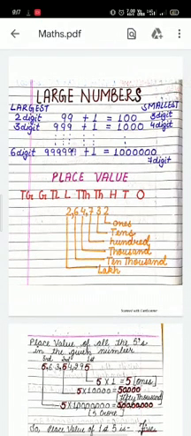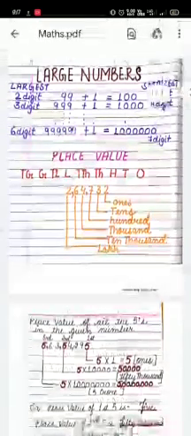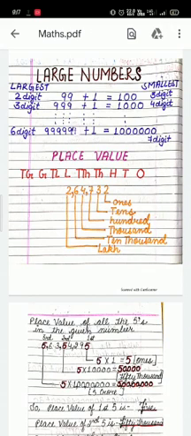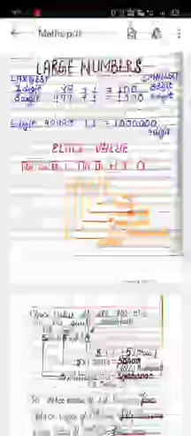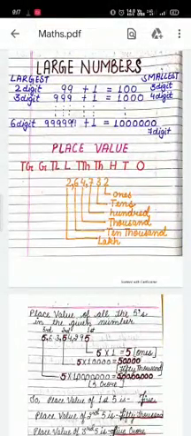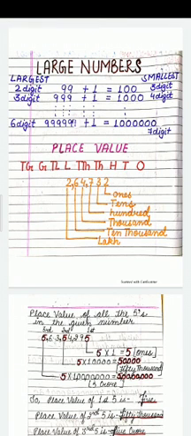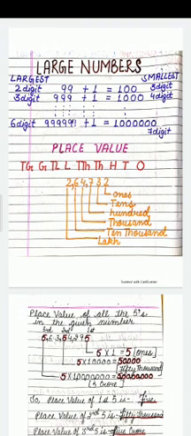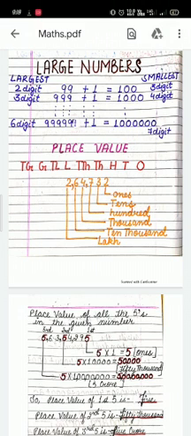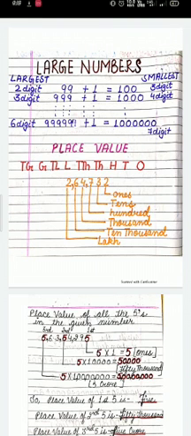Place value. What is the place value? What do you mean by place? Place means the position. The position of the number defines its value. So when we write a number, the complete number has its position in the number. Like 2 here is on ones place, 3 is on tens place, 7 is on hundreds place, 4 is on thousands place, 6 is on 10,000s place, and 2 is on lakh place.